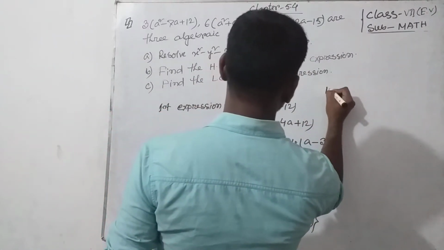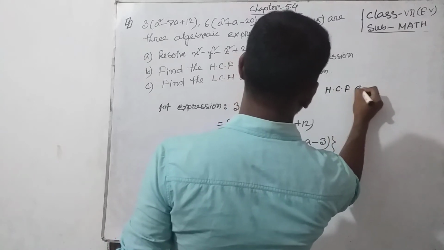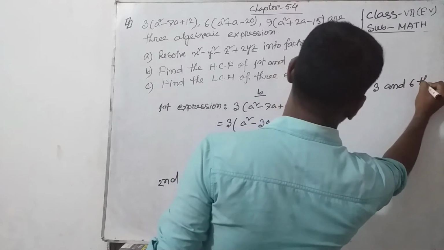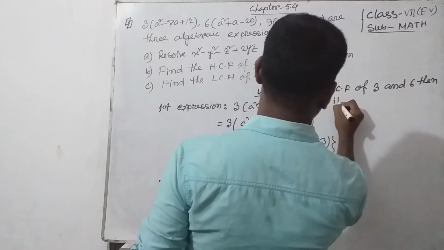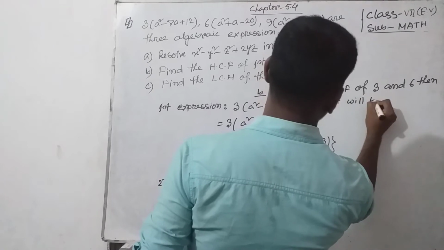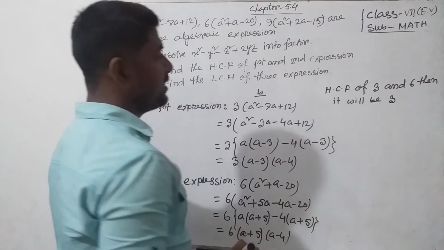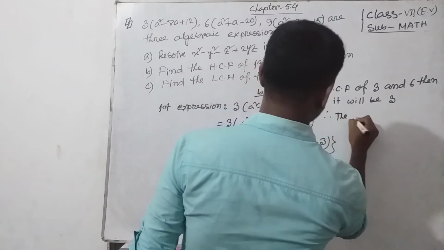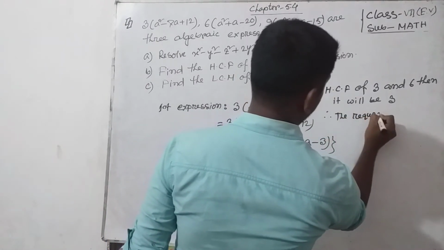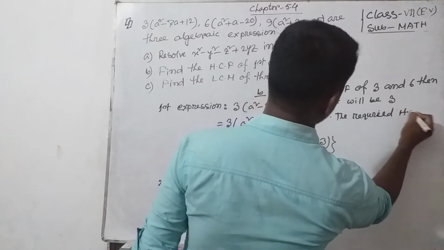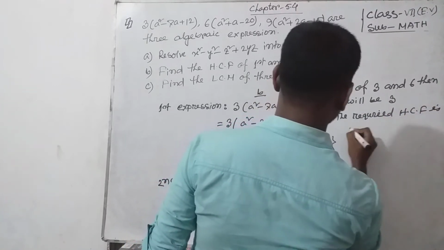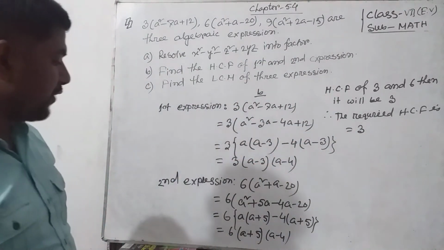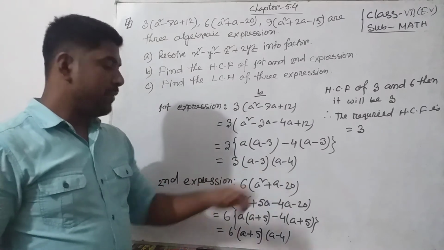We can write HCF of 3 and 6, then it will be 3. So the required HCF is 3. Here, at first I find out the common factor a minus 4.